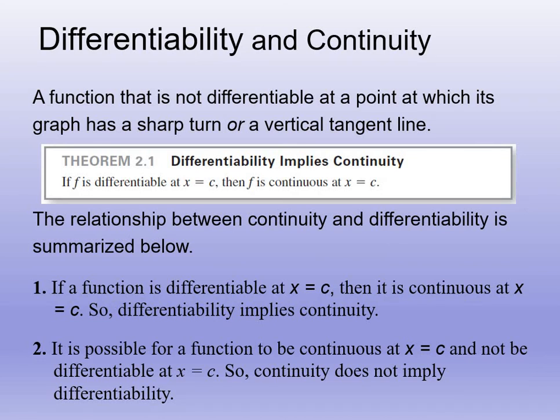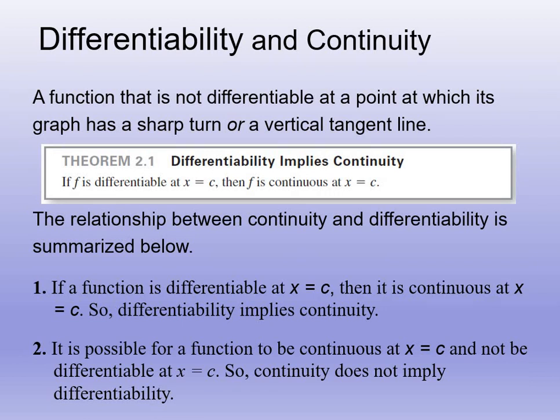All right, so let's really get into it. A function is not differentiable at a point at which its graph has a sharp turn or a vertical tangent line. So those are the 2 cases. So we can automatically tell that we cannot take the derivative of a function that's producing a vertical line at that point or has a sharp point.